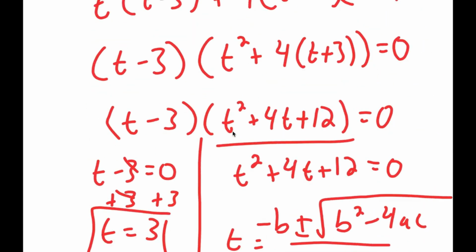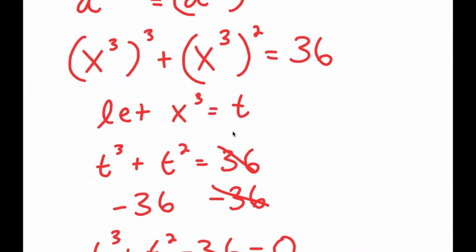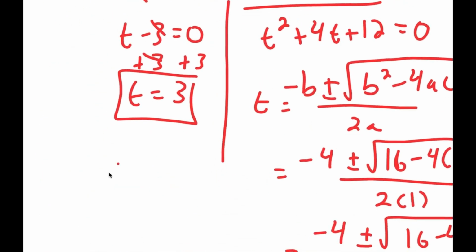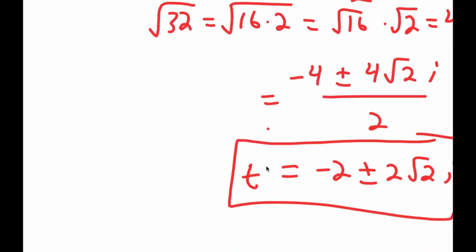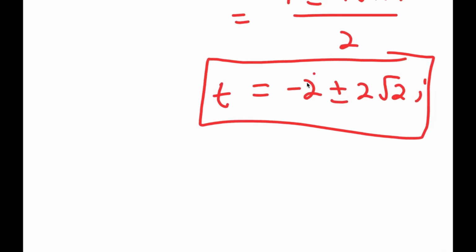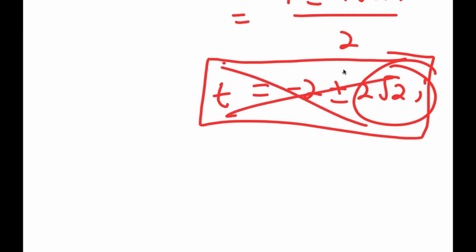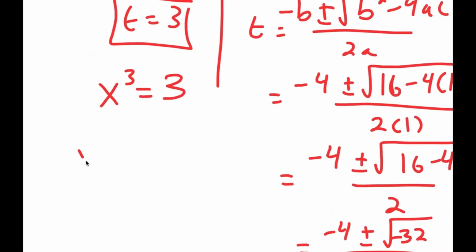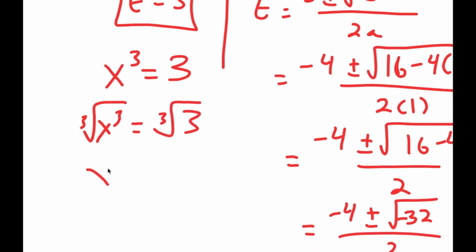Now, we're not done yet, because remember how we let x to the power of 3 equal to t. So I get x to the power of 3 is equal to 3, and x to the power of 3 is equal to this. However, we can't take the power of a number and make it have an imaginary solution, so we cannot use this solution of t. So the only solution we can use is x to the power of 3 equals 3, and if I take the cube root on both sides, I get x is equal to the cube root of 3.